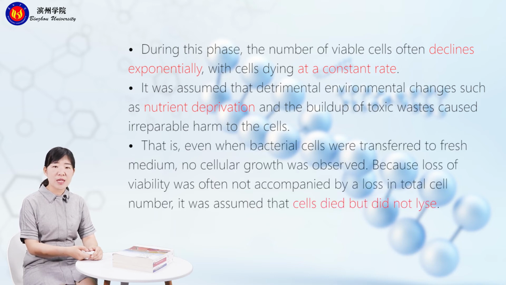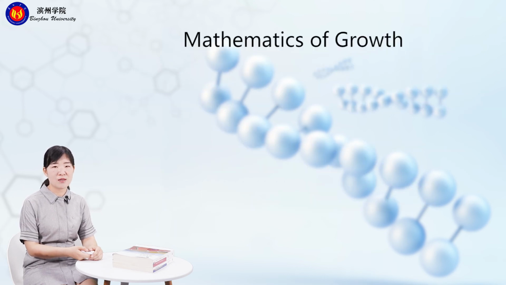That is, even when bacterial cells were transferred to fresh media, no cellular growth was observed, because loss of viability was often not accompanied by a loss in total cell number. It was assumed that cells died, but did not lyse. At last, let's talk about mathematics of growth.